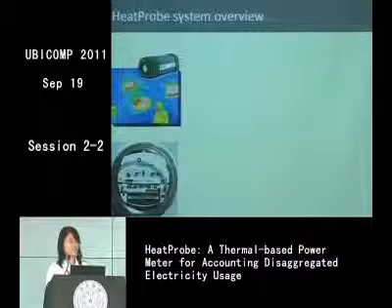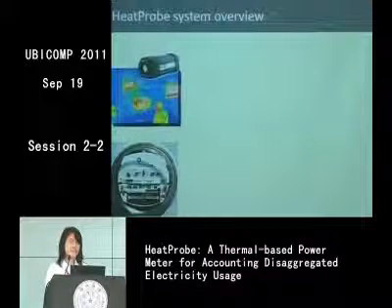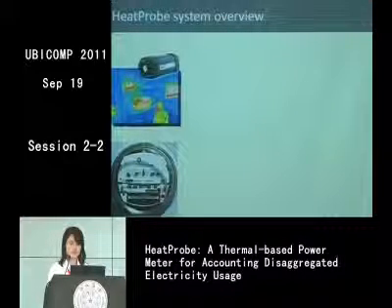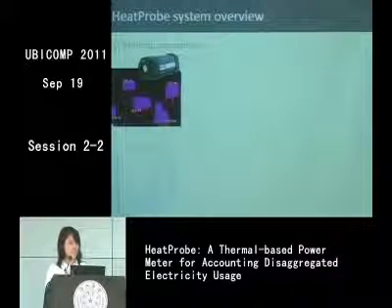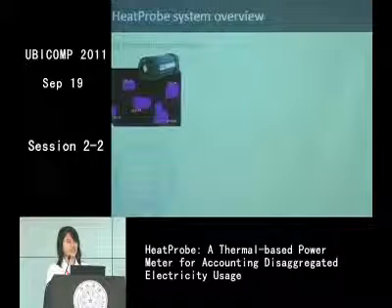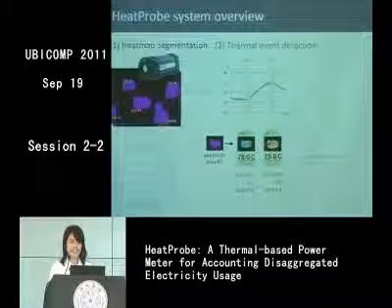The system consists of two sensors, a thermal camera, and a master power meter. From the thermal camera, we can get a series of heat maps at a rate of 30 frames per second. In the first step, heat map segmentation, we apply image processing to segment the appliance areas and person regions from the heat map. In the next step, we detect the thermal events.